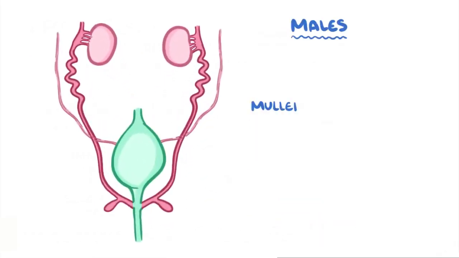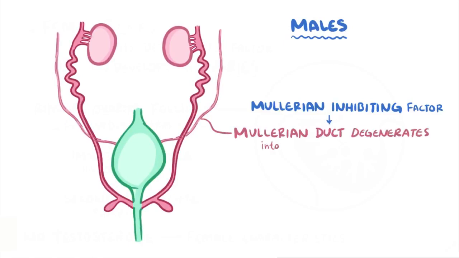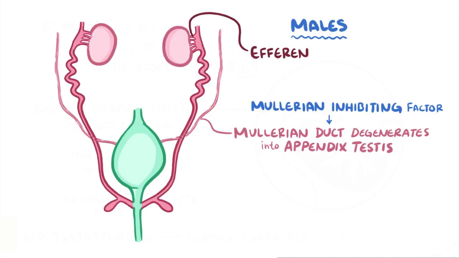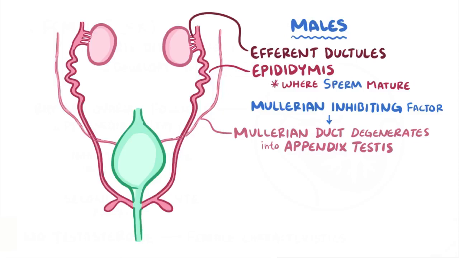In males, Mullerian inhibiting factor makes the paramesonephric or Mullerian ducts degenerate into two vestigial bodies called the appendix testis. The mesonephric ducts, on the other hand, grow long under the influence of testosterone, and form the reproductive ducts outside the testis. The efferent ductules look kind of like the teeth of a comb, and they connect the intratesticular straight tubules to the epididymis. The epididymis is where sperm go to mature, after they've been produced in the testes. After the epididymis, there's the vas deferens, through which sperm will be released during ejaculation.